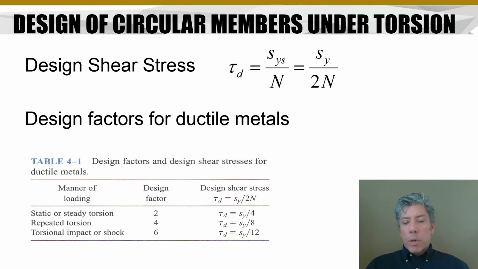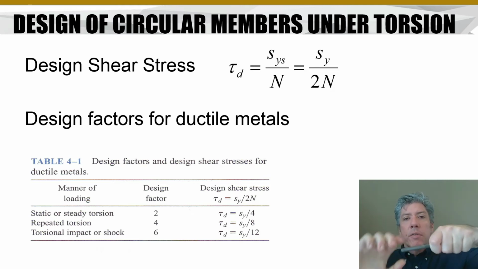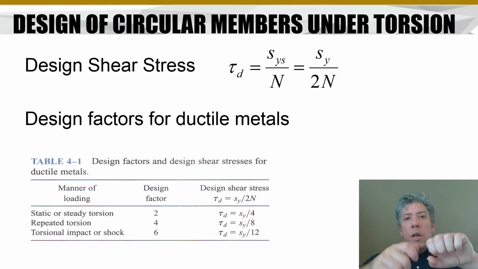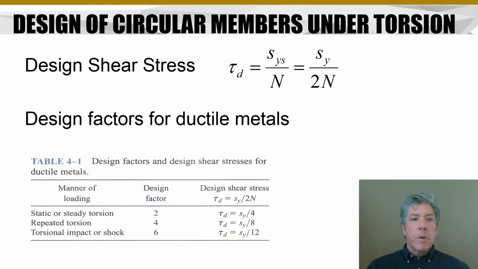If it's a repeated torsion, in other words, a fatiguing type of torsion where it's applied and then released, applied and then released, maybe even fully reversed, then we use a safety factor or design factor of 4. And if it's a shock loading where the torque is applied very quickly, like a torque spike from a single cylinder engine, then we might use a design factor of 6 or so.